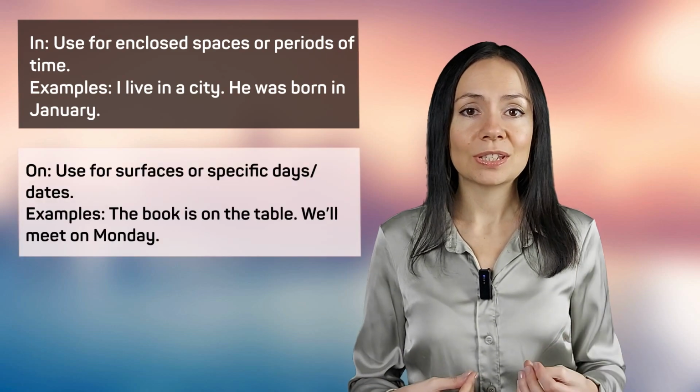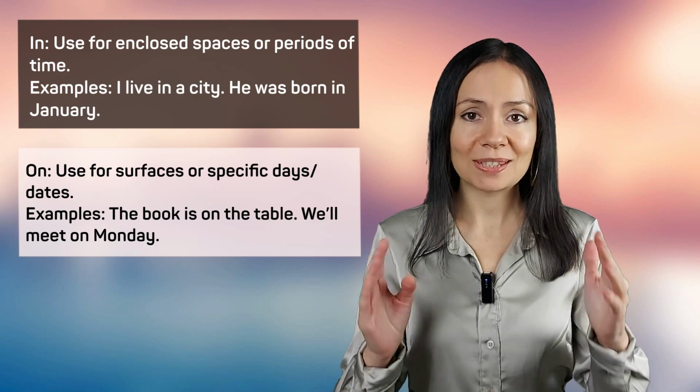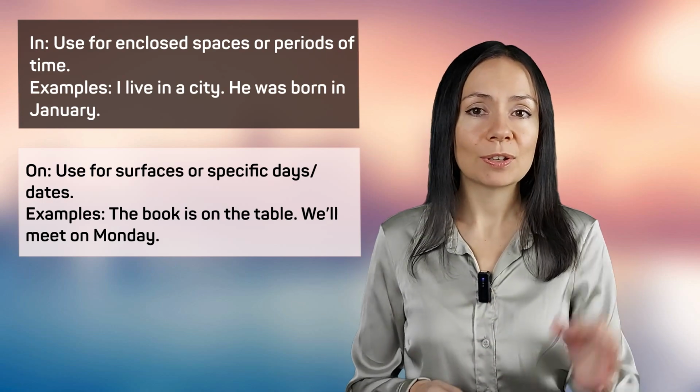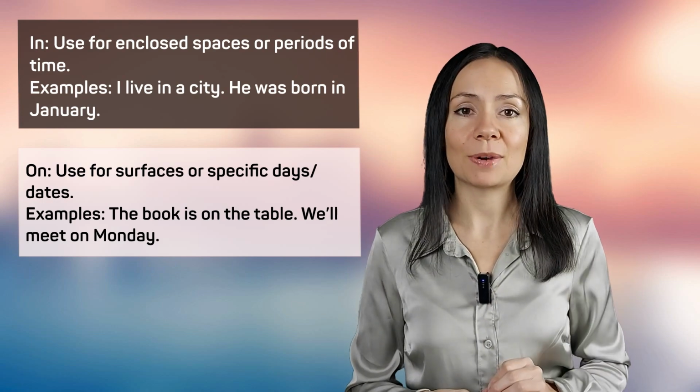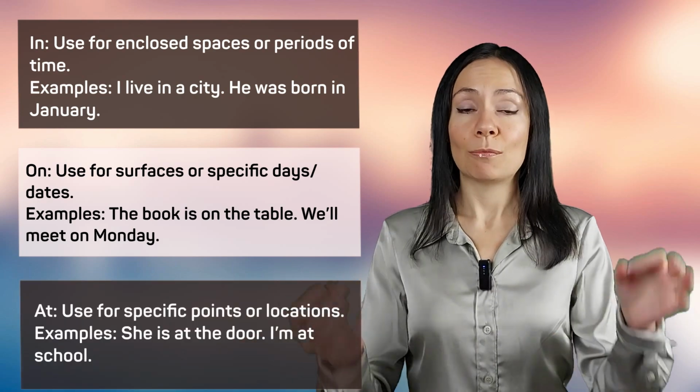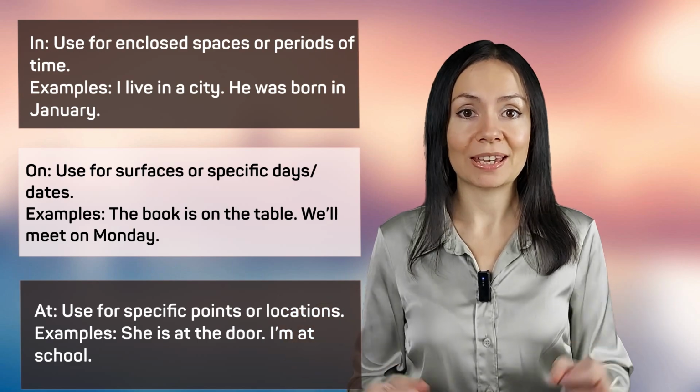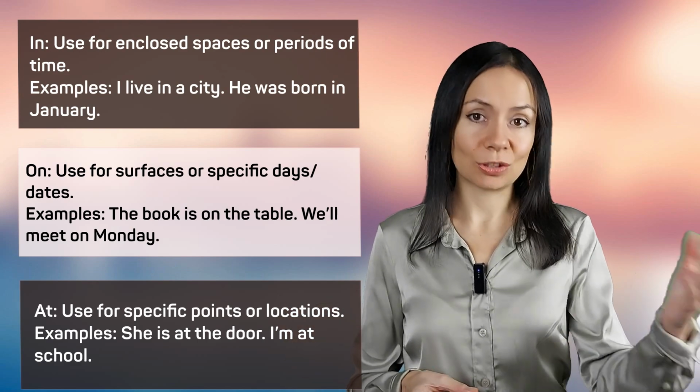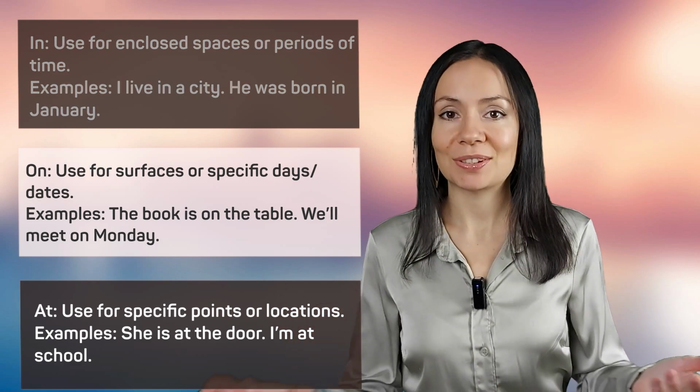On. Use it for surfaces or specific days and dates. The book is on the table. We'll meet on Monday. At. Use it for specific points or locations. She's at the door. I'm at school.